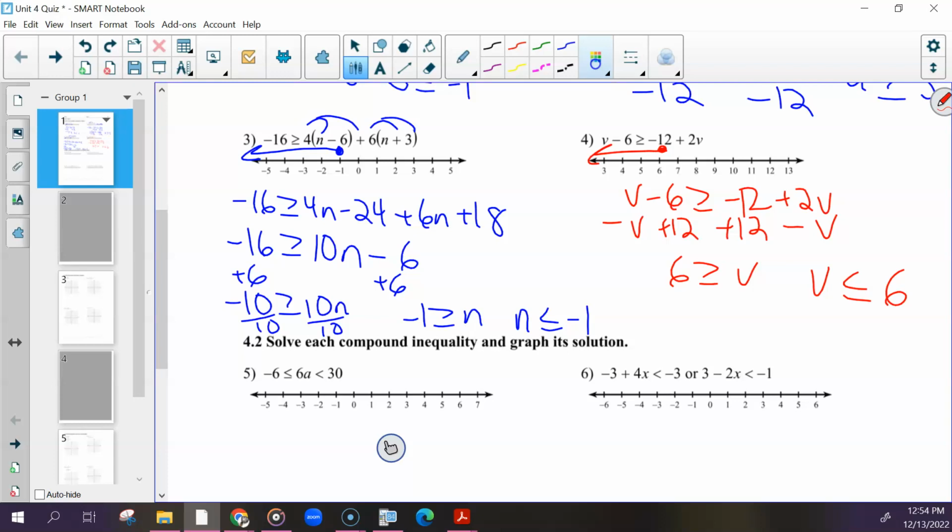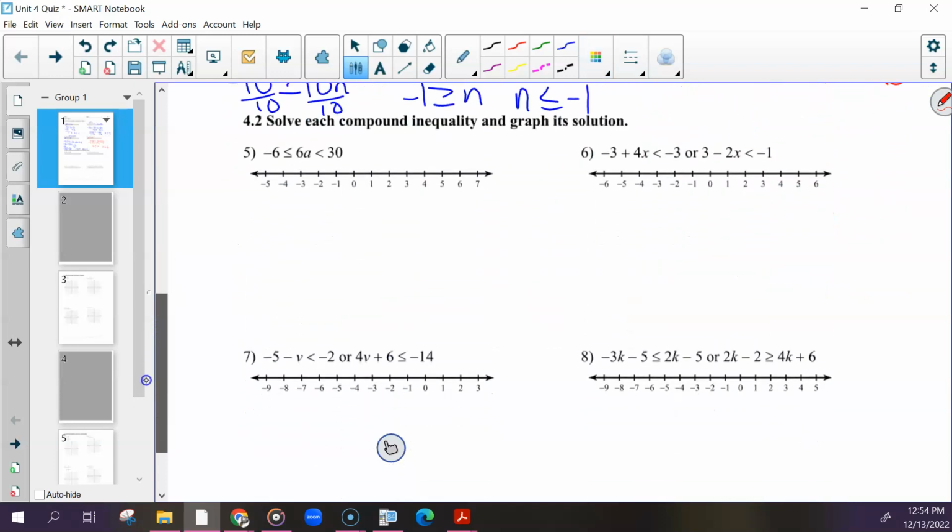It was coincidence that all of these were closed circles, and 3 out of 4 of these were shaded to the left. That may or may not happen again on the test, so don't think it's like a pattern. Questions on any of those? For the most part, we did fine here, just minor mistakes or missing graphs, things like that.